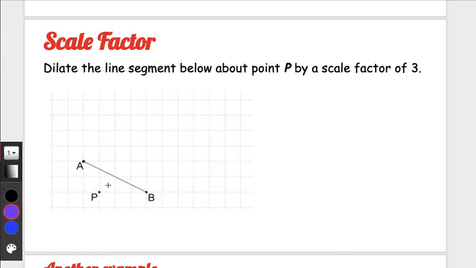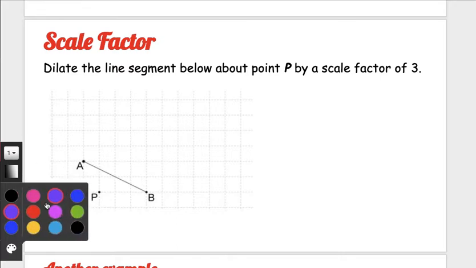In this one, we are going to dilate this segment about point P. In this case, P is the center of dilation, and the scale factor is 3. Before we start, one thing I want to remind you is to focus on the analysis after we do this. If you do not understand the process when I do the dilation, that is perfectly fine, because in the future we are going to discuss more examples about this.